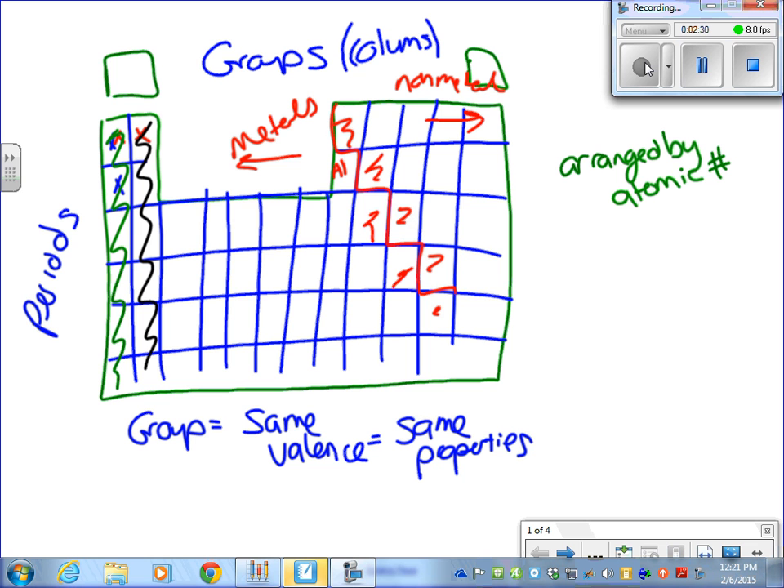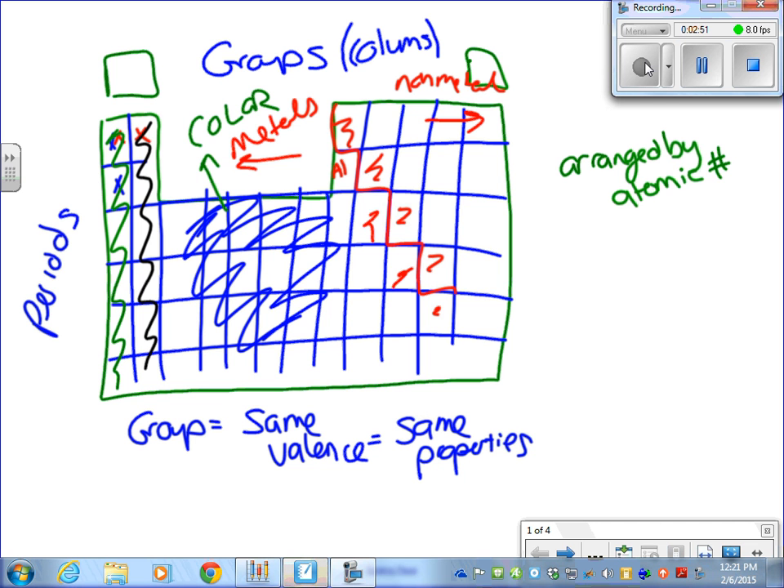The middle columns, 3 through 11 here, those are your transition elements. The big thing you need to know about transition elements is they have color. When they are in solution, they form colored ions.